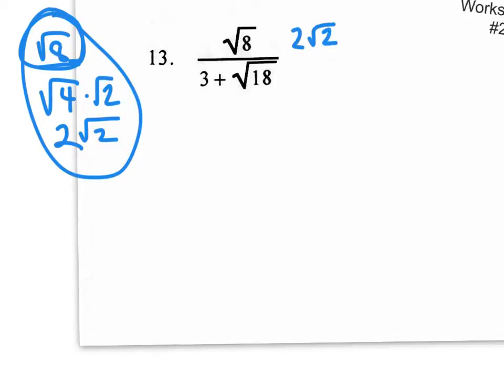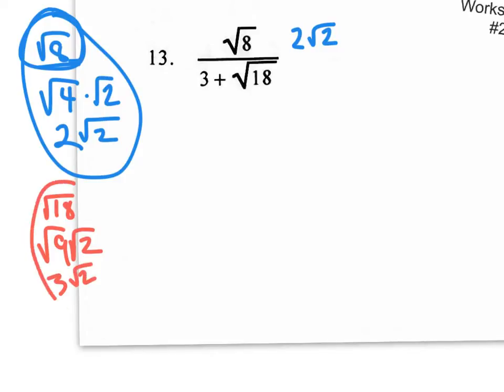Now the bottom one, we could also rewrite the square root of 18 as 9 times 2. Which means that when you split it, you'll get 3 square roots of 2. So the square root of 18 could be rewritten as 3 square roots of 2. So let me actually do that. Let me put the denominator, and instead of 3 plus the square root of 18, I'm going to write 3 plus 3 square roots of 2. Anyhow, so we've simplified both radicals.